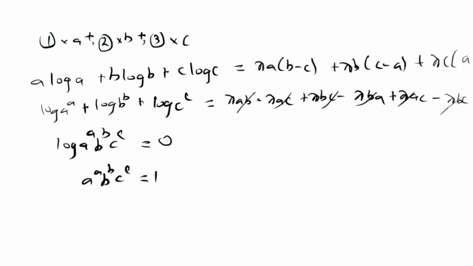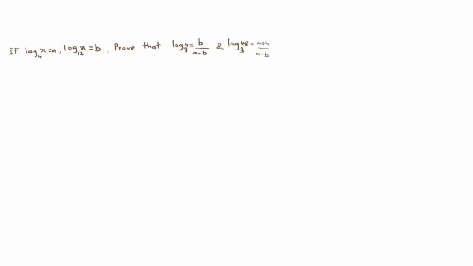Let's move to problem number 2. So this is problem number 2. This problem we solve like this. They have given log 4 base x equals a, or we can write this as log x base 4 equals 1 over a by logarithmic methods. Also we can write log 12 base x equals b as log x base 12 equals 1 over b.